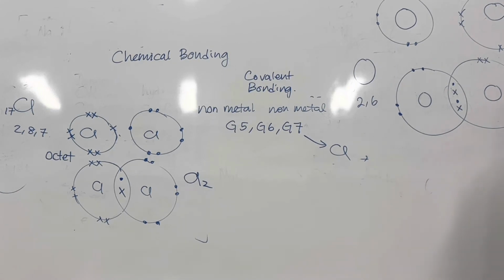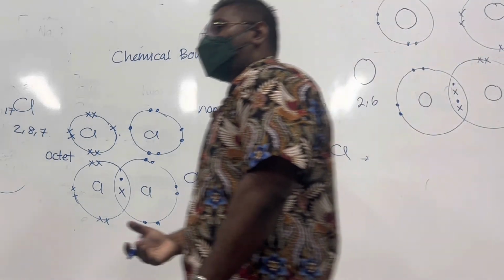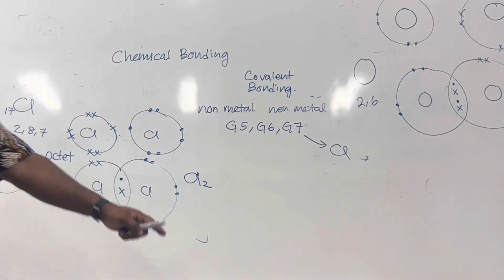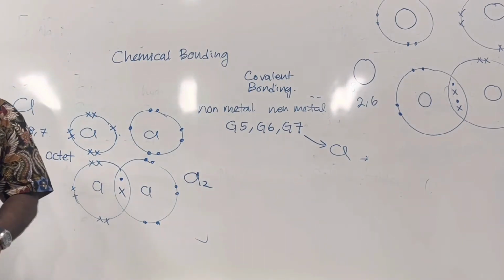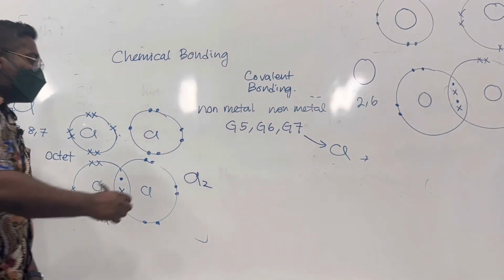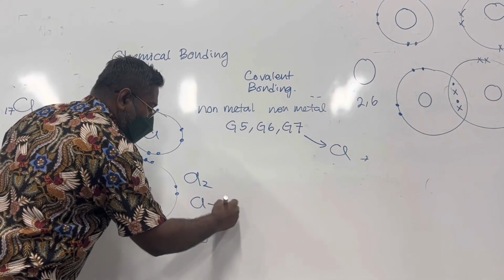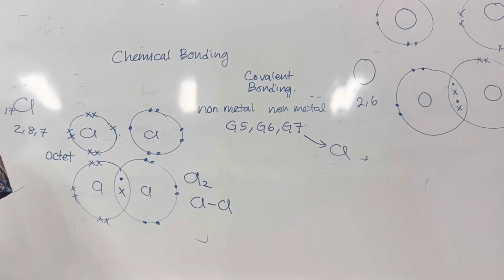Oxygen is also going to be a covalent compound. But what is the difference over here? The difference is you have one pair of bonding. One pair of electron involved in bonding. So when I draw, I represent like this, Cl, one pair with another Cl. So that line represents one pair of electron.